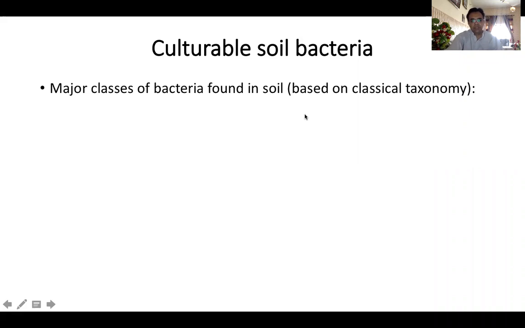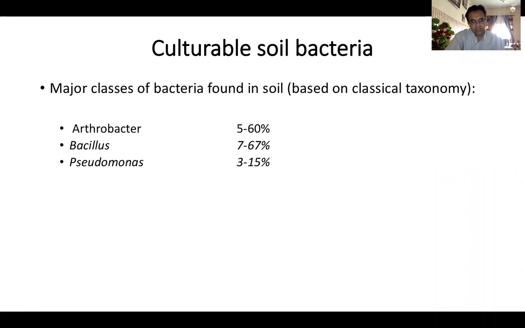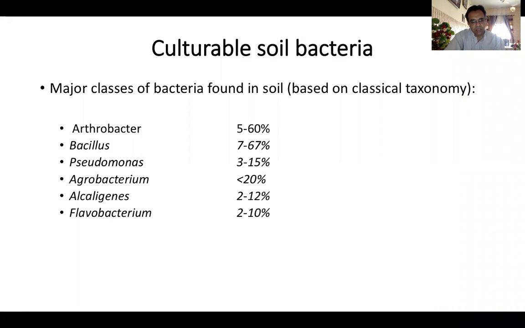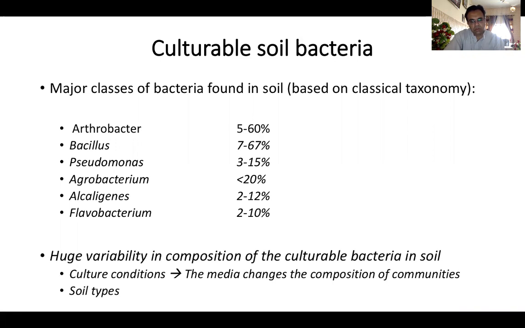So the major classes of bacteria found in soil based on classical taxonomy are the Arthrobacter, that have been found up to 60%, then Bacillus up to 67%, and Pseudomonas, then Agrobacterium, Alcaligenes, Flavobacterium. So all this composition you see is very variable from one soil to another soil because of big variability within soils, among soils, and also because of the culture media, culture conditions that are too much selective in picking up kind of population out of the big diversity present in the soil.